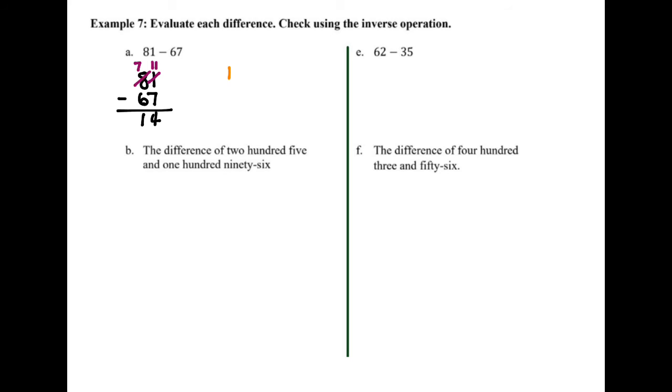Double checking. Take our answer, add what we subtracted, so we're starting from the bottom and going up. So 4 plus 7 is 11, and 6 plus 1 is 7, plus 1 is 8. So we did get 81, which means 14 is the correct answer.